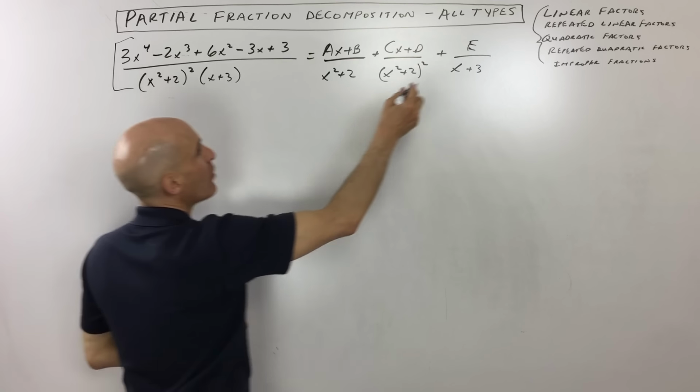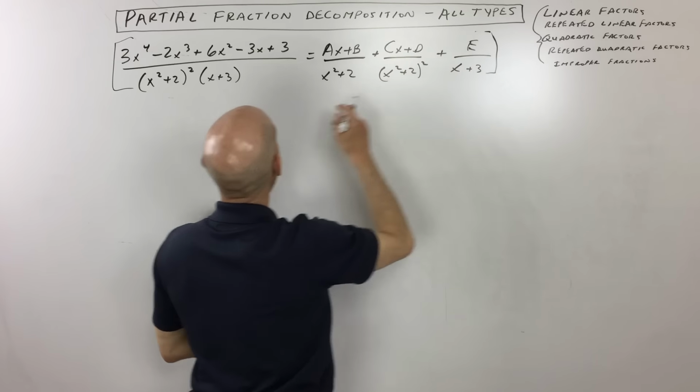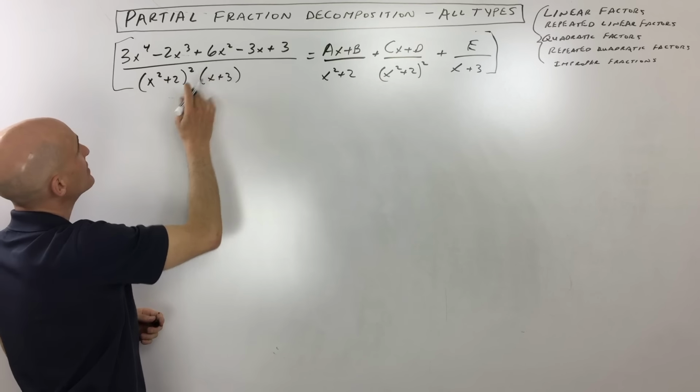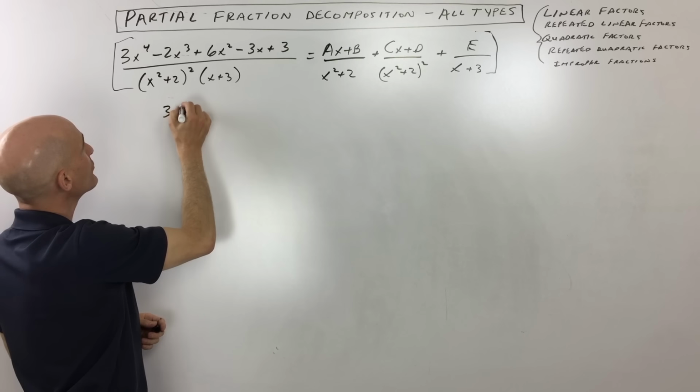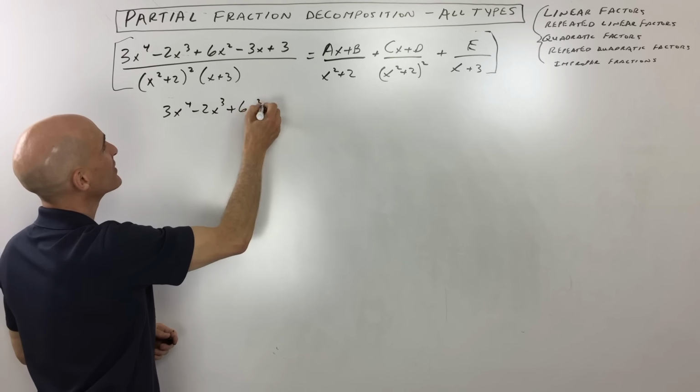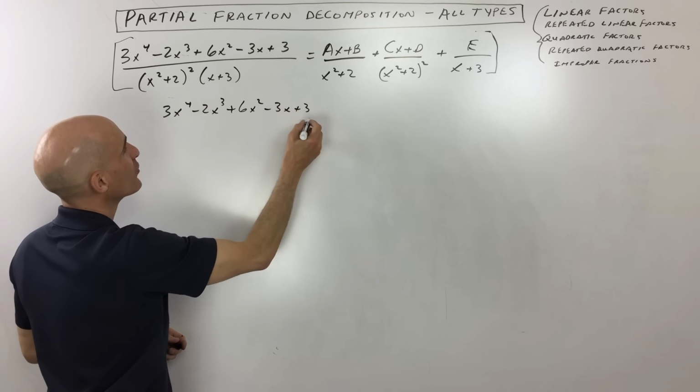So what we're going to do is multiply through by the common denominator. This is the common denominator. So if we multiply everything by this, that's going to cancel. So you're going to get 3x to the 4th. This one's a big one. This is a monster problem. You can see they're getting a little bit more difficult as we go through.